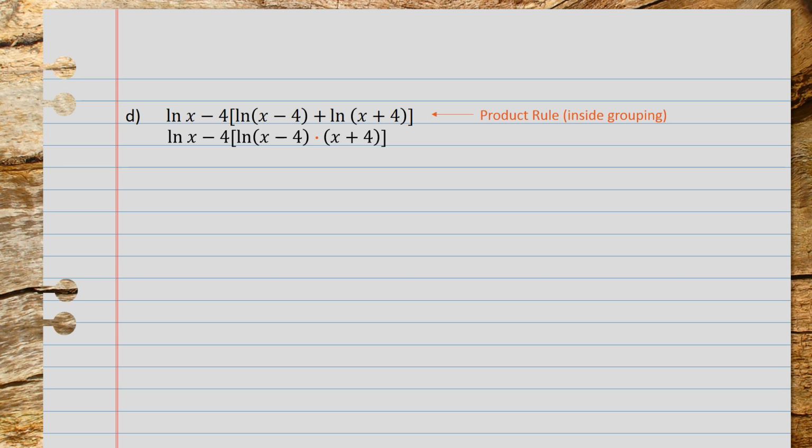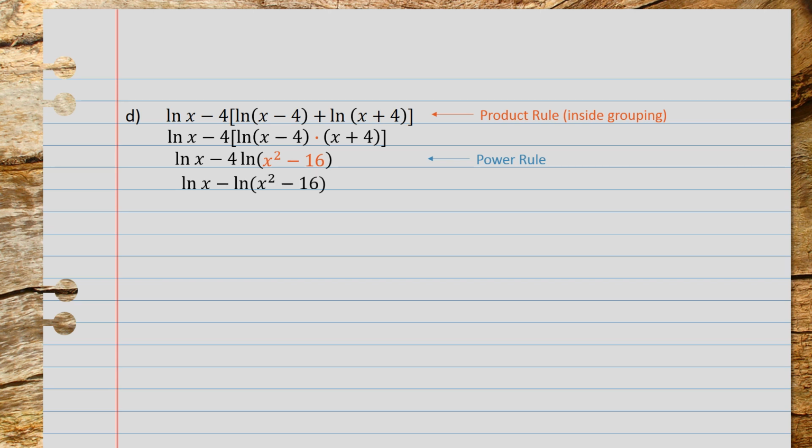Since they're multiplying, can you actually multiply those two values? Yes. So take the time now to multiply x minus 4 times x plus 4. Hopefully you found the result to be x squared minus 16. So we've taken care of what's inside the grouping symbols. Now we look at the problem as a whole. Do we have any coefficients? Yes, we have a 4, so we will apply the power rule.